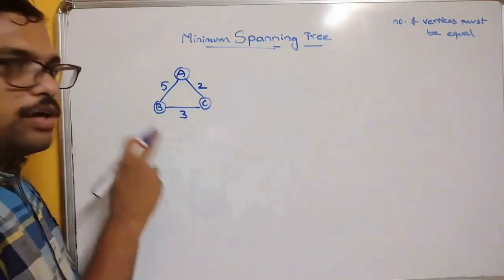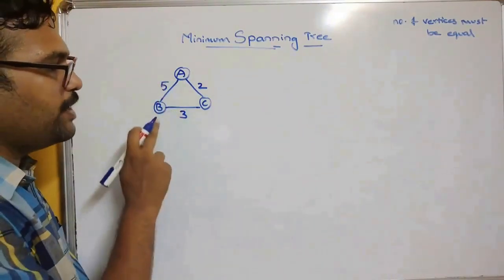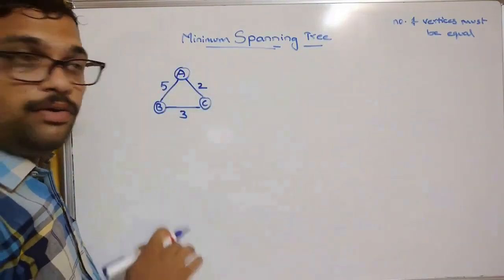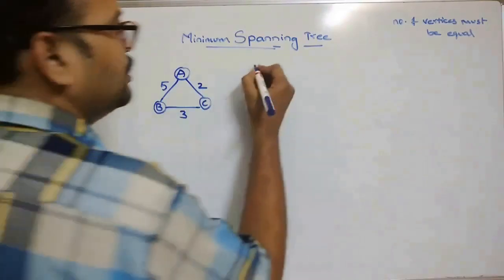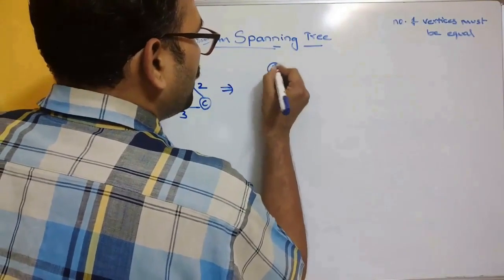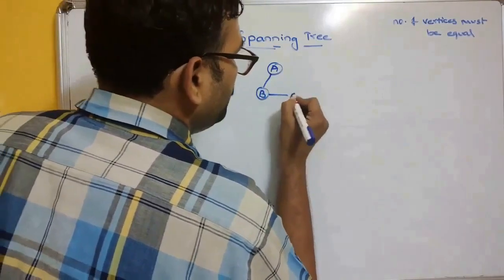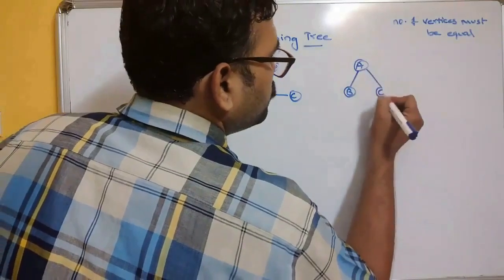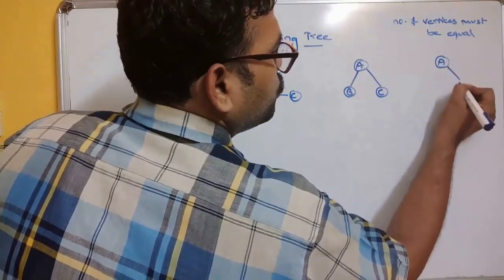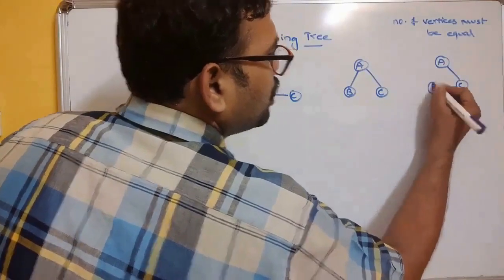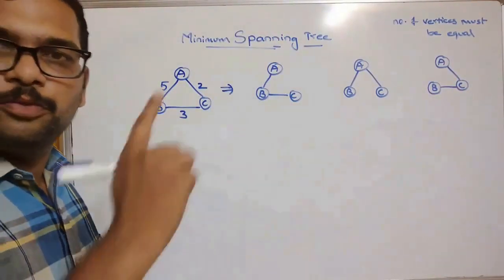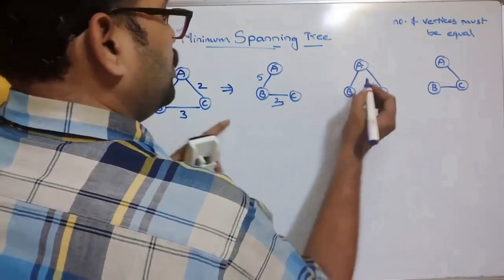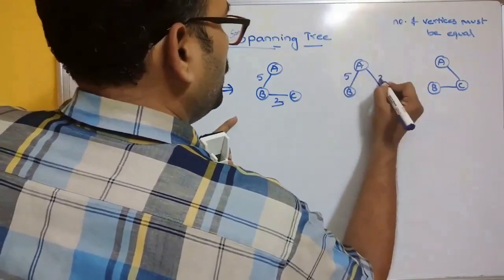So the cost of the edge A to B is 5. The cost of the edge from B to C is 3. The cost of the edge from A to C is 2. Now construct the possible spanning trees. So the possible spanning trees are A to B, B to C; A to B, A to C; and A to C, C to B. So these are all the possible spanning trees, right? Give the edges here: 5 and 3, and here 5 and 2, 3 and 2.